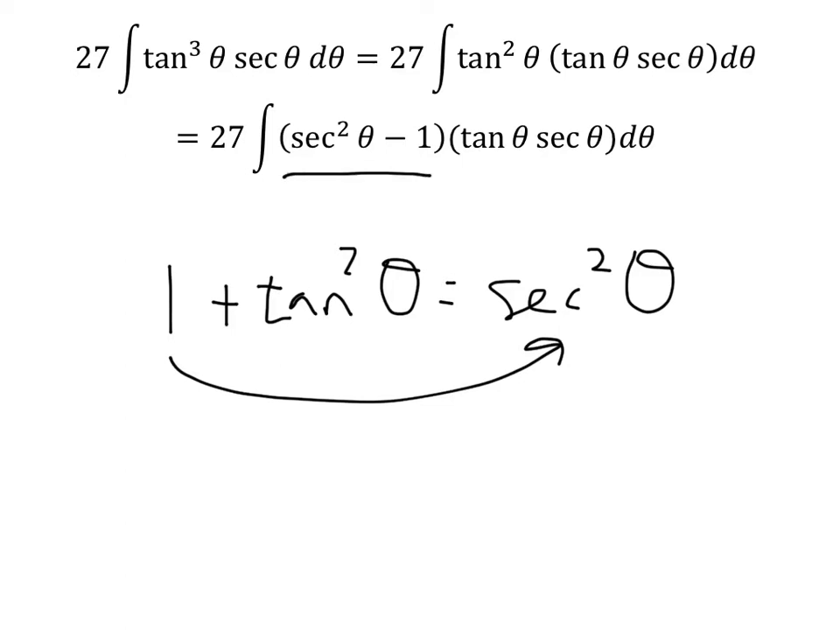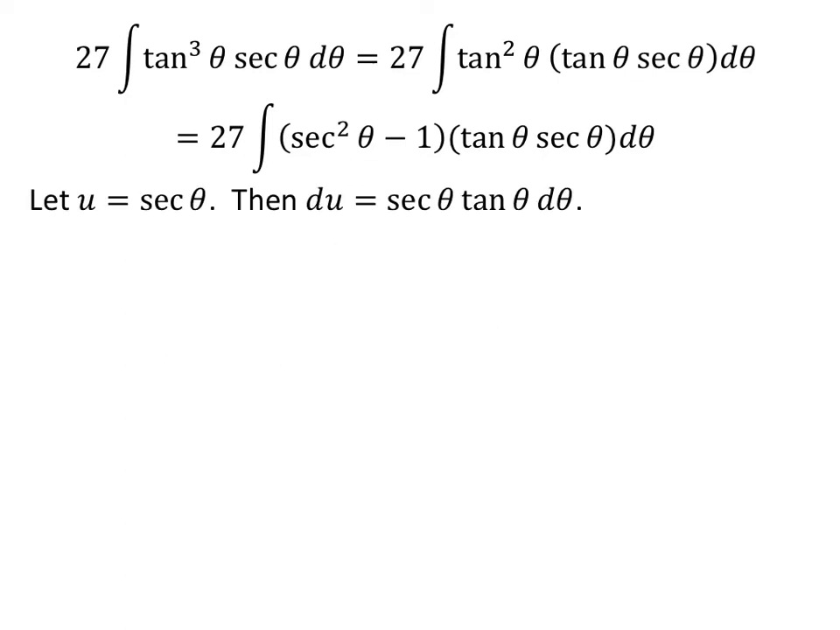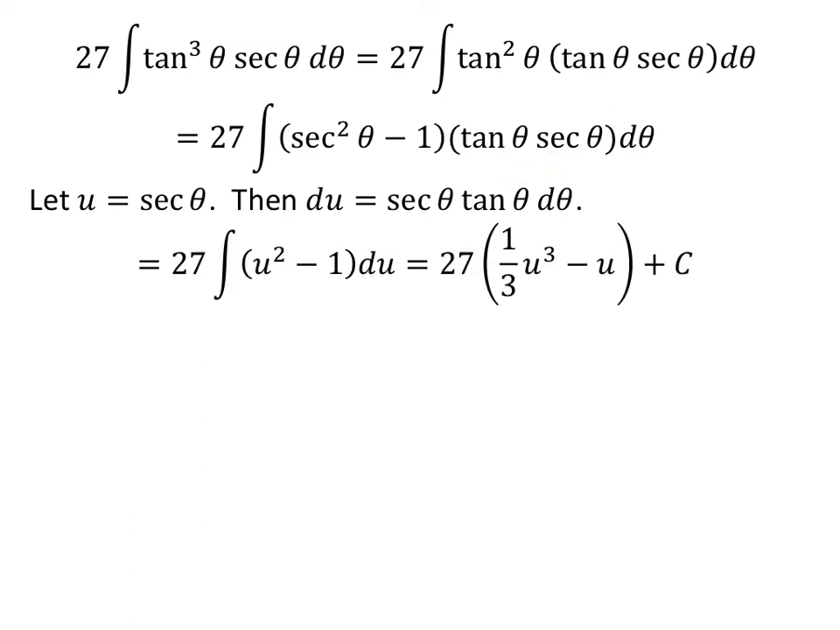So now I can let u be equal to the secant of theta. Then du is the derivative of the secant of theta, which is the secant of theta times the tangent of theta. I've just got them reversed here. When we substitute, this is u, so it's u squared minus 1. Secant of theta, tangent of theta, d theta is all of this. So that just becomes your du.